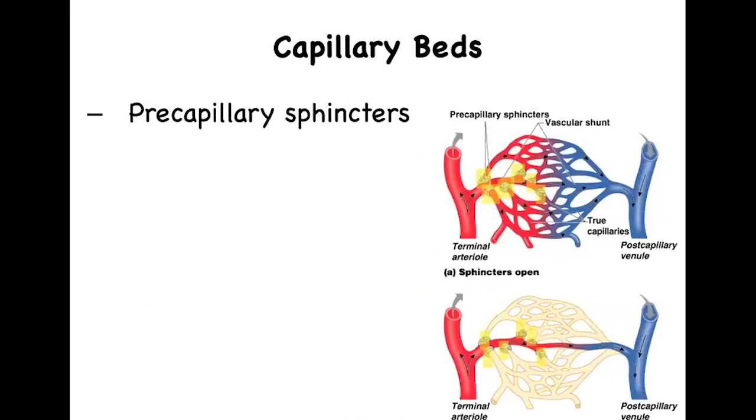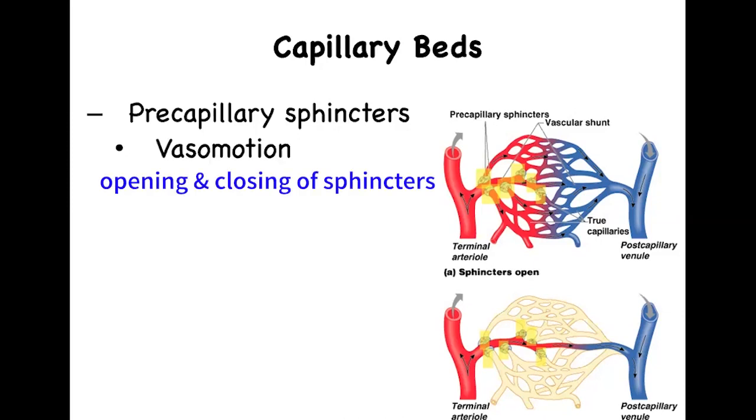Precapillary sphincters are smooth muscles that wrap around the true capillaries at the entrance, or the junction between the vascular shunts and the true capillaries. These smooth muscles regulate the movement of the blood into the true capillaries. The opening and closing of these sphincters is called vasomotion. Later, we'll look at what causes these precapillary sphincters to contract, thus closing the entrance into the true capillary.